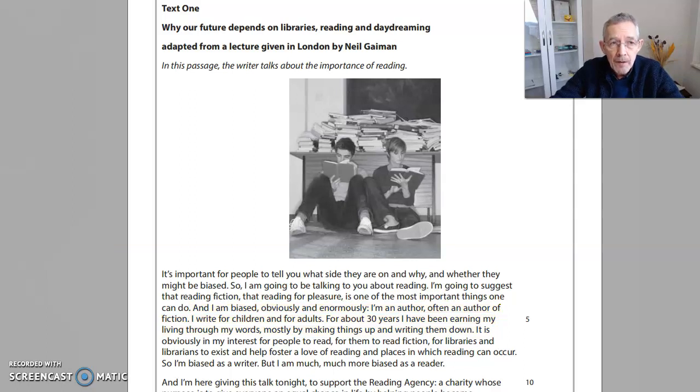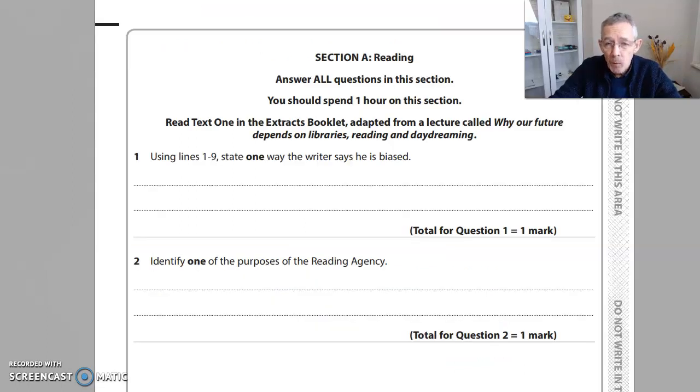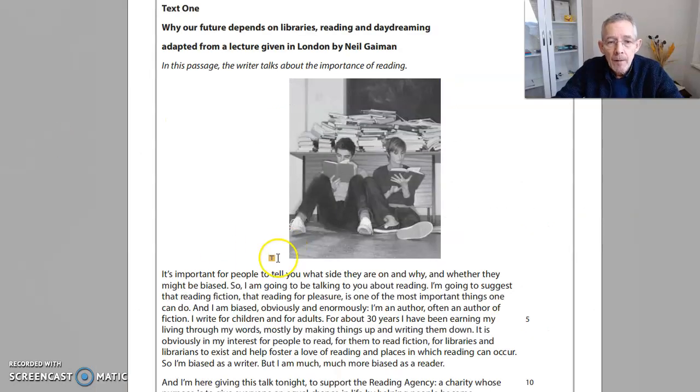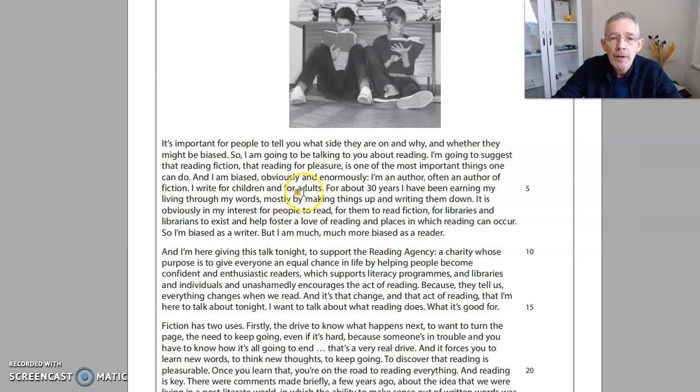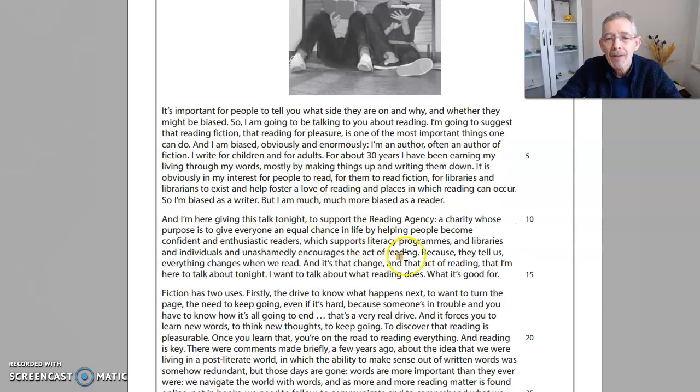Number 2, then, just going back so we remember. Number 2, identify one of the purposes of the reading agency. Is this going to be in paragraph 1 as well? Not very likely. Let's have a look. We can see there, paragraph 1, there's nothing much in there about the agency. Paragraph 2, this is where we start talking about the reading agency. Okay, what does it do? It says a charity whose purpose. Bingo! What is the purpose? More than one option. We only need one. Purpose: to give everyone an equal chance in life. That's it. Answer to the question. Don't need to look any further.